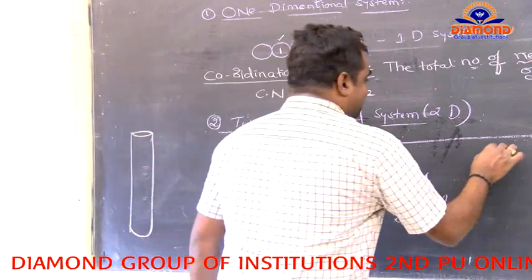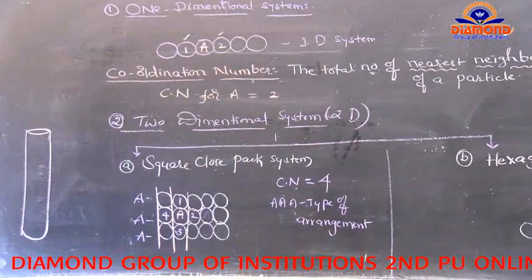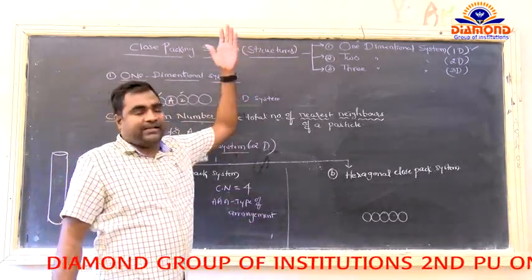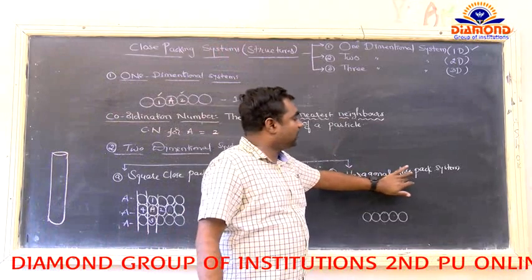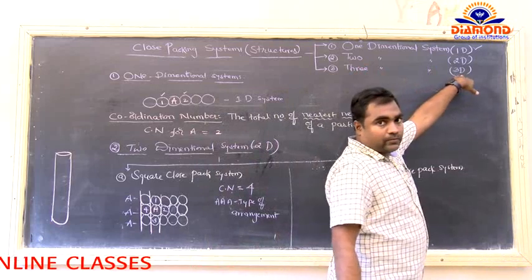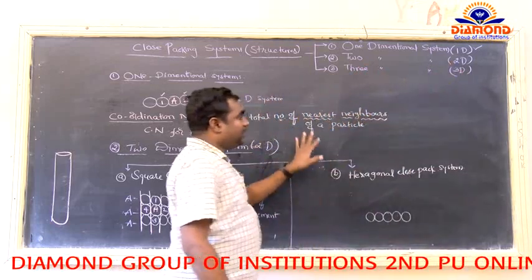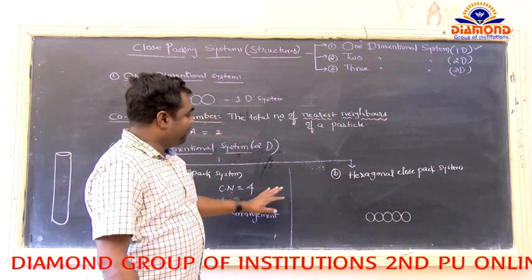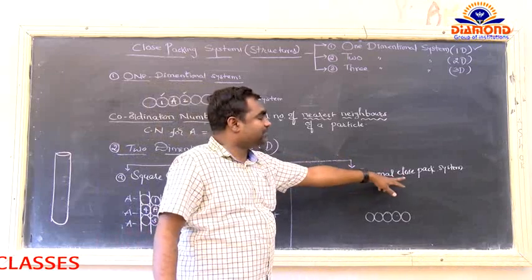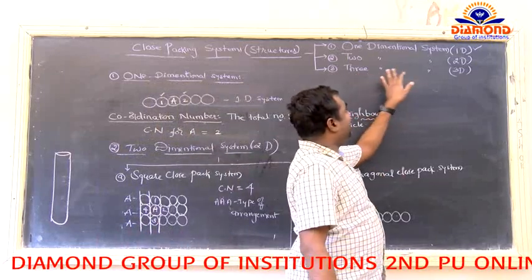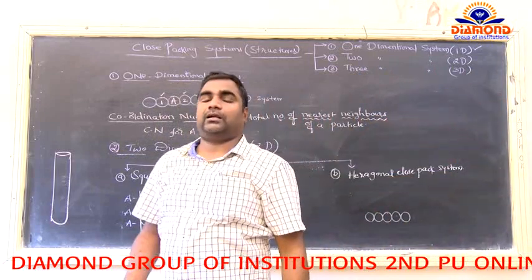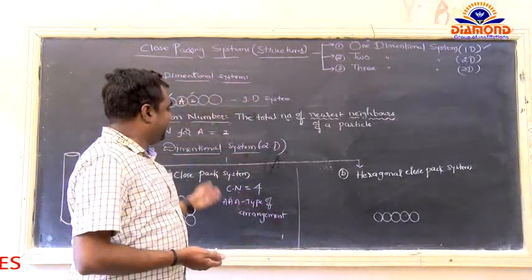Next comes the hexagonal close pack process. This is the completion of today's topic. In the next class, we will discuss the hexagonal close pack system in 2D and 3D also. So here is the completion of the class. In the next class, we will discuss the hexagonal close pack and the three-dimensional systems. That is the total topic for this class.